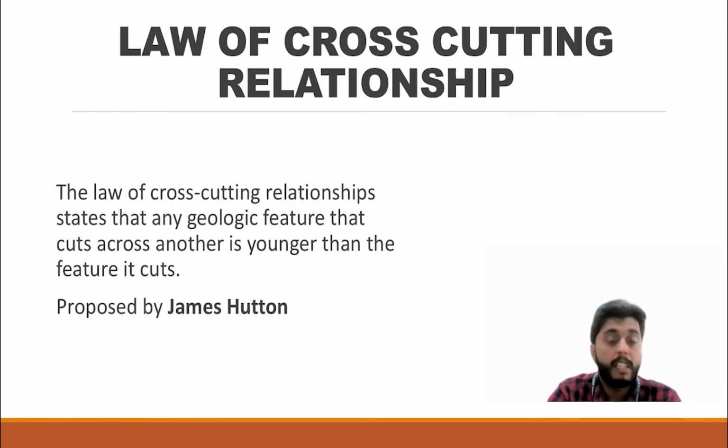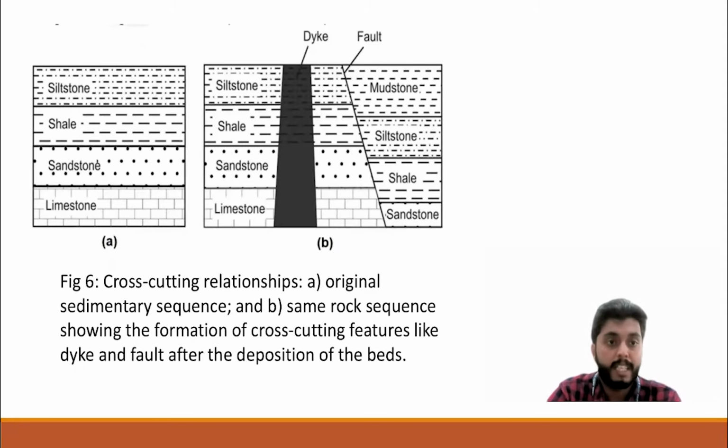And finally, the law of cross-cutting relationships. According to this law, any geologic feature that cuts across another is younger than the feature it cuts. From this visual representation, you can see a dike and a fault in a sedimentary column, and here the dike cuts the sedimentary column. So the dike is the youngest feature of this formation.